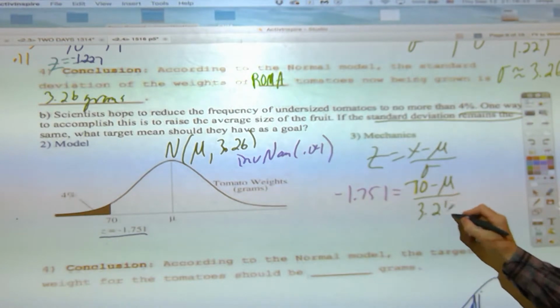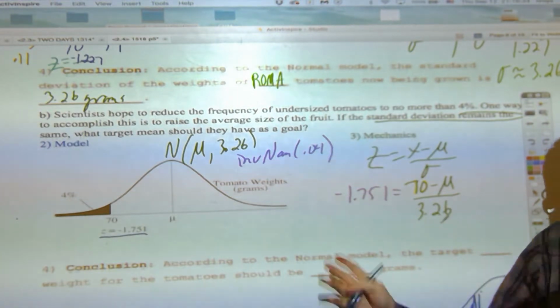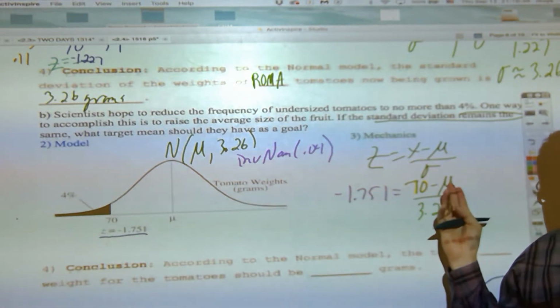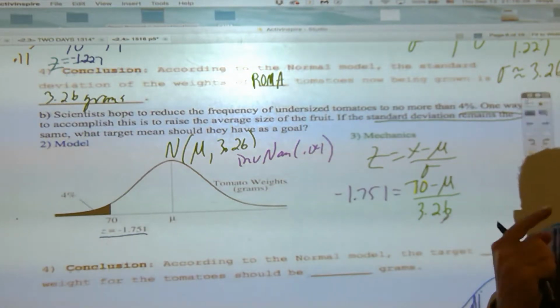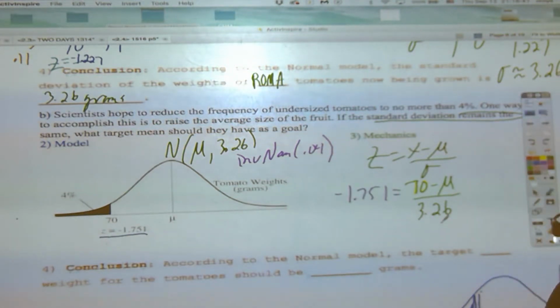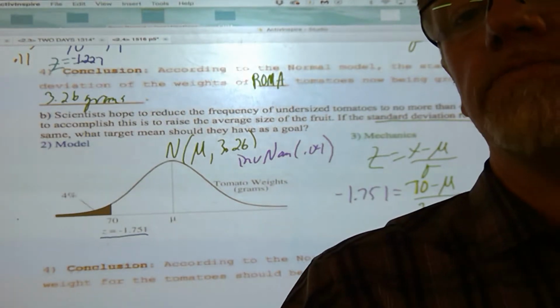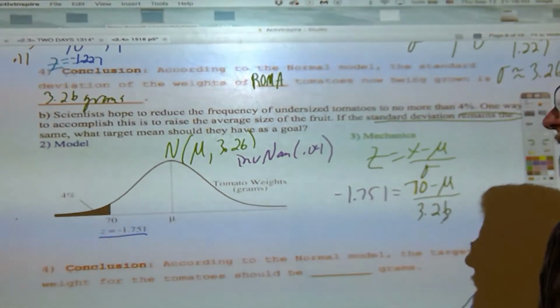Put a 3.26 here. I want to see if you remember how to solve equations for a variable. I'm going to turn off the camera. You can go ahead and solve for mu, and then we'll come back and talk about it. So pause it, please. All right, let's see how you did.